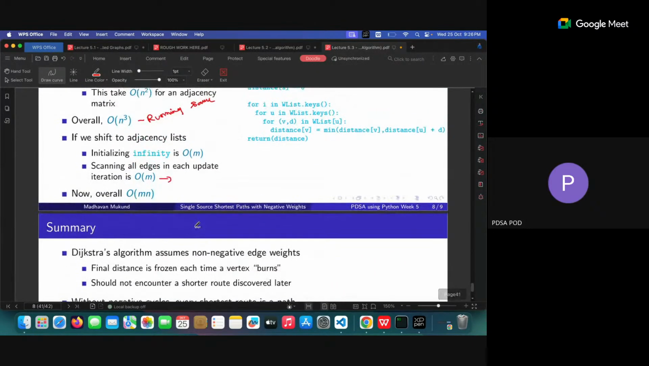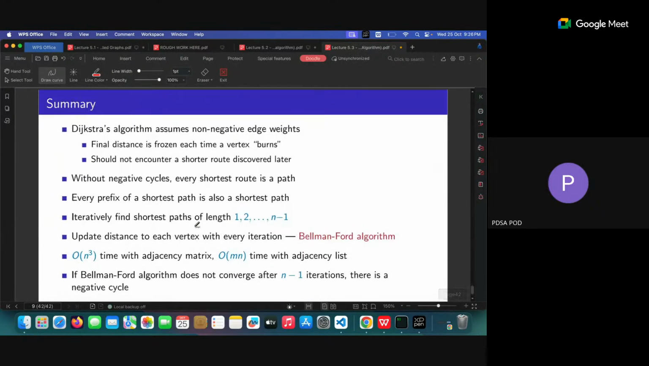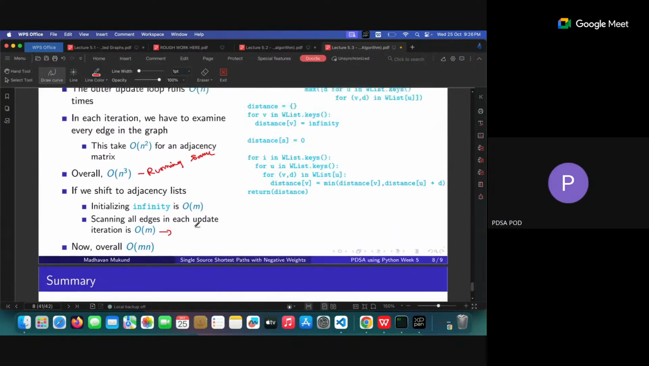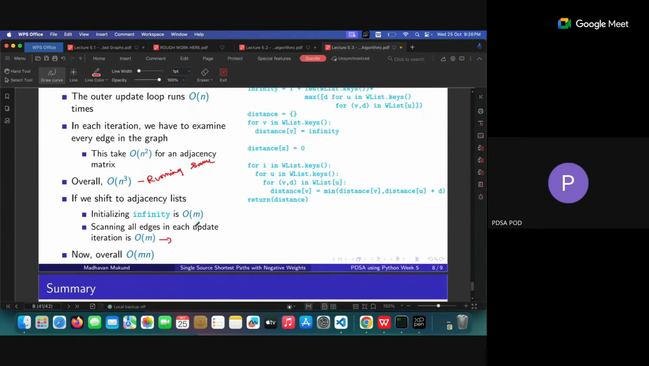I think for the adjacency list, they have to tell that it's m into n. The adjacency list is also the same, but the only thing is the updating is reduced. Why? Because here n is required. But the adjacency list has a single row, and traversing that single row is easy. That means complexity is reduced. So whenever you are using an adjacency list, it is m into n. Of course, it is somewhat reduced compared to n cube.